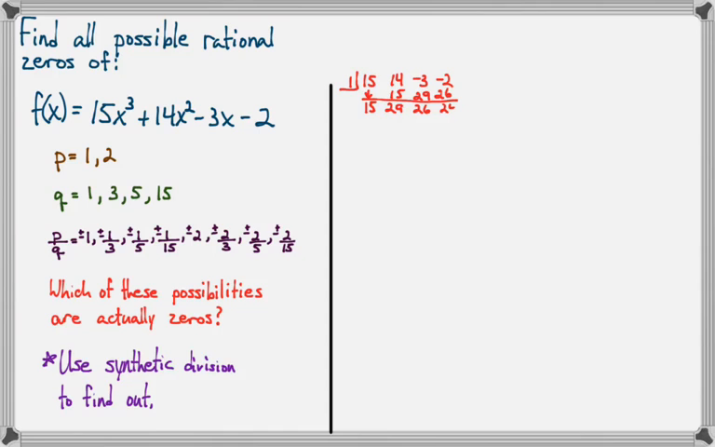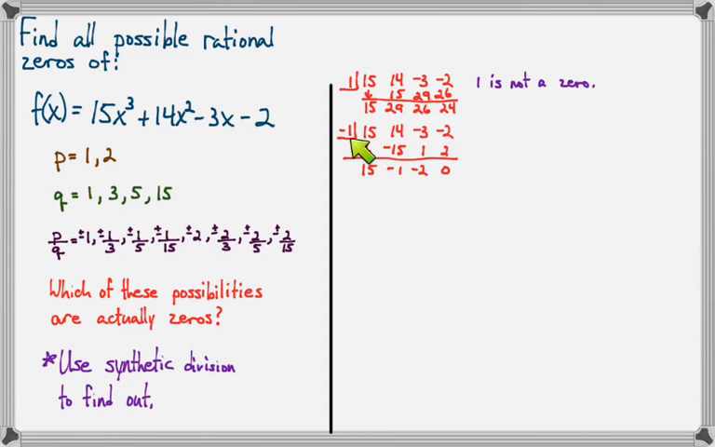So here, I'm going to use synthetic division to find out if 1 is a root or a zero of this function. And after I do the synthetic division, I see that f of 1 is 24. So no, this is not a zero of this function, because if it were, I'd have a zero here. So let's try another value. Let's just take -1 from our list and run the synthetic division with that.